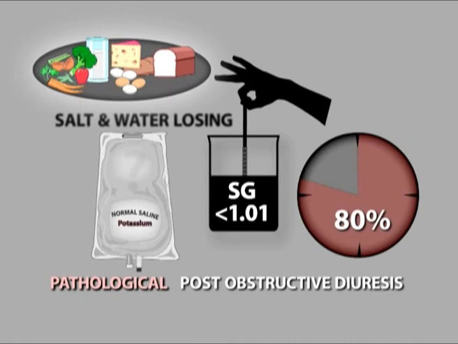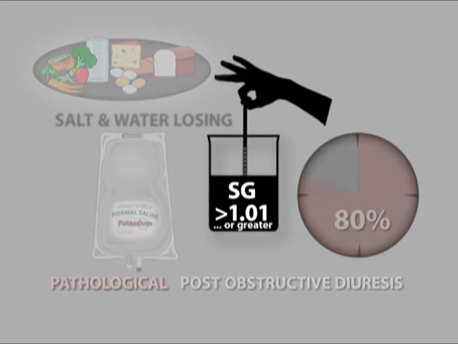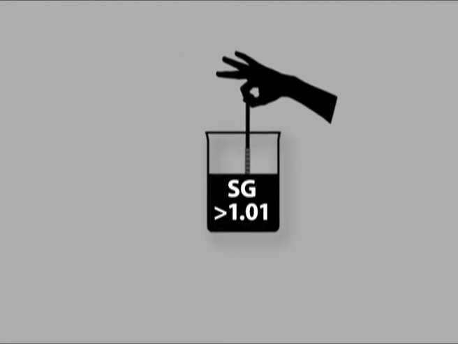And finally, Prof, at what point do we stop or tail back on our intravenous fluids? That's easy, Louise. Once the specific gravity of the urine is 1.01 or greater, then you know that the kidneys are able to adequately concentrate again and you can stop chasing your tail.